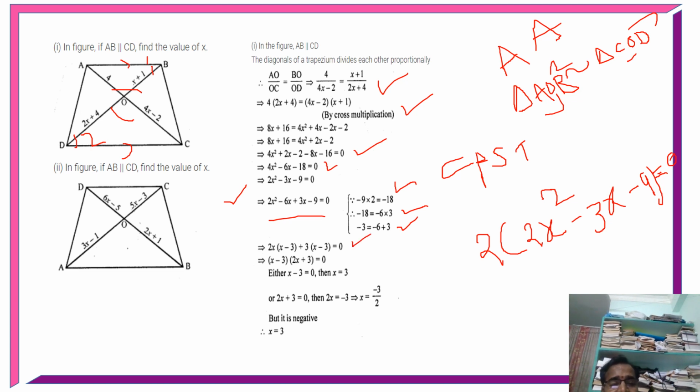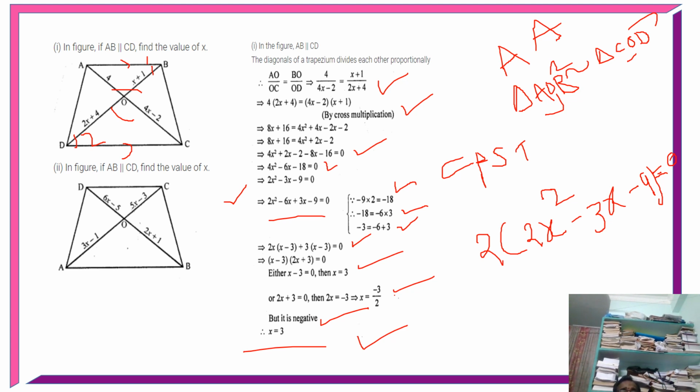When x minus 3 is factorized, we have x minus 3 of 2x plus 3 equal to 0. Since the product of binomials is 0, either x minus 3 is 0 or 2x plus 3 is 0. If x minus 3 equals 0, x is 3. If 2x plus 3 equals 0, 2x equals minus 3, x equals minus 3 by 2, but length is never negative, so that is neglected. X equal to 3 is the possible value.